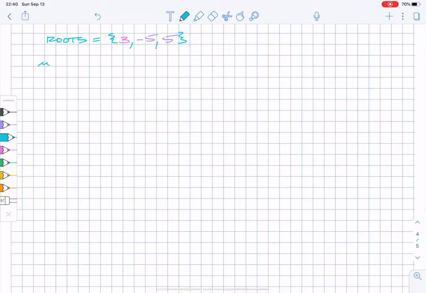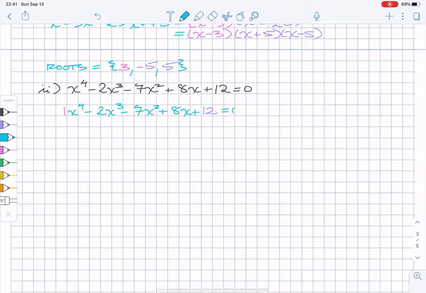Okay, so number 2, let's do x to the 4th minus 2x cubed minus 7x squared plus 8x plus 12 is equal to 0. Okay, so let's rewrite this as 1 x to the 4th minus 2x cubed minus 7x squared plus 8x plus, I used purple, plus 12 is equal to 0.